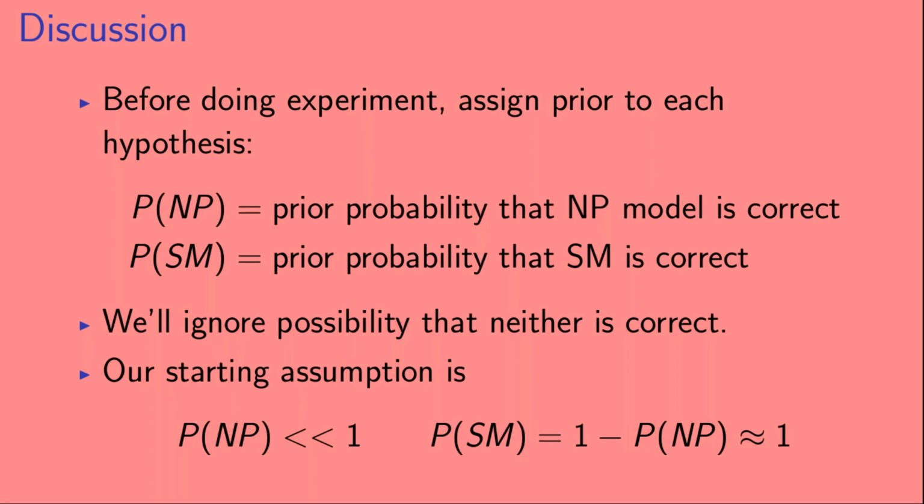So our starting assumption, which we don't make formal but is what we do in our heads, is to say that the probability of the new physics hypothesis being correct, PNP, is much, much less than 1. And the probability that the standard model is correct, which is 1 minus PNP, we take very close to 1.